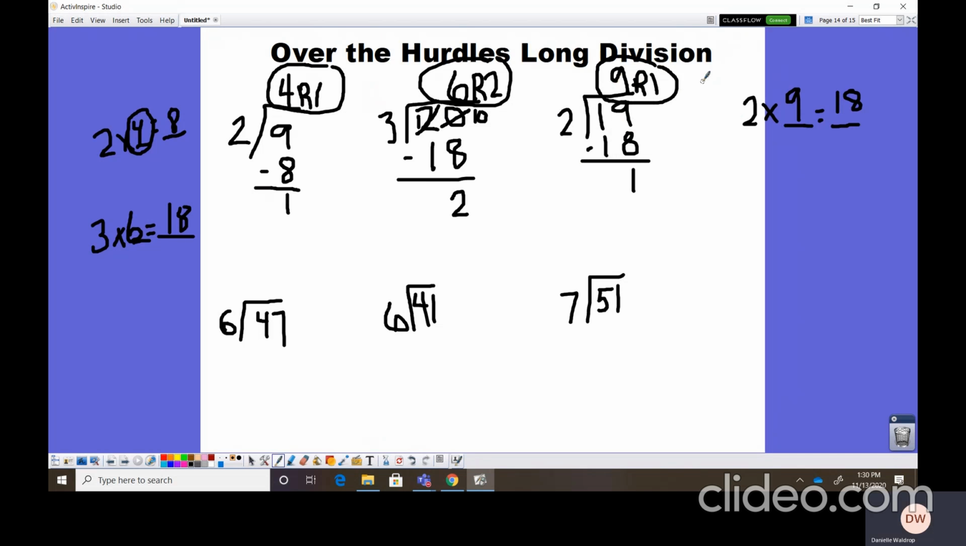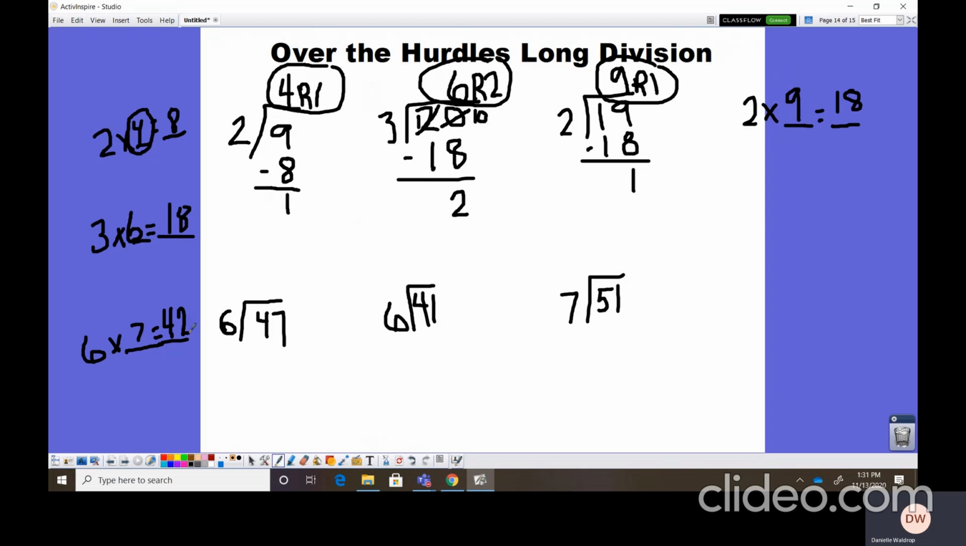All right, let's do 47 divided by 6. Got to think first. What factor are you going to use? 6 times what gets me close to 47 without going over? 6 times 10 is way too big at 60. What can you use without going over? 9 times 6 is too big. It's 54. 8 times 6 is too big. That's 48. What about 7? Let's try 7. What's 6 times 7?